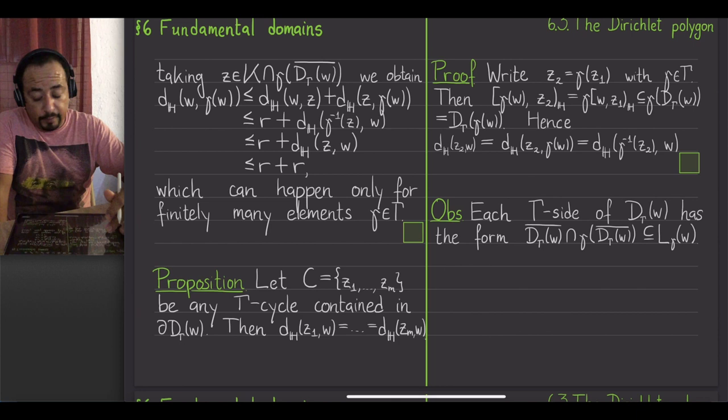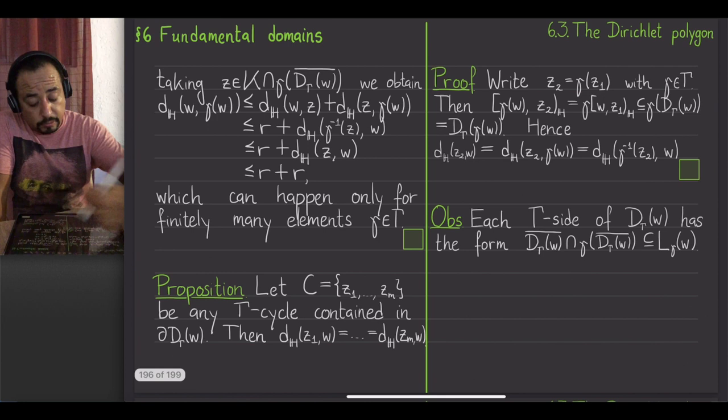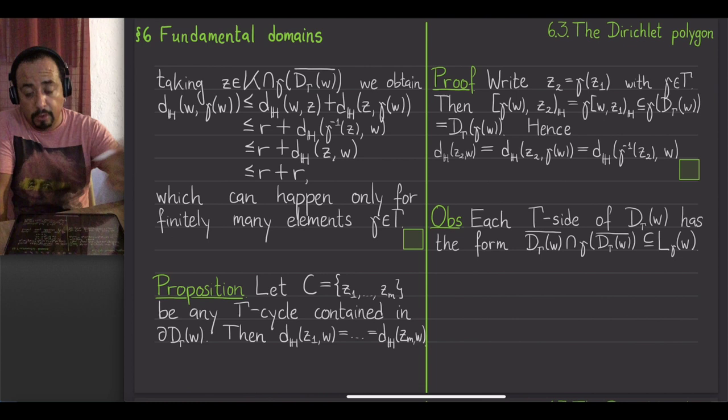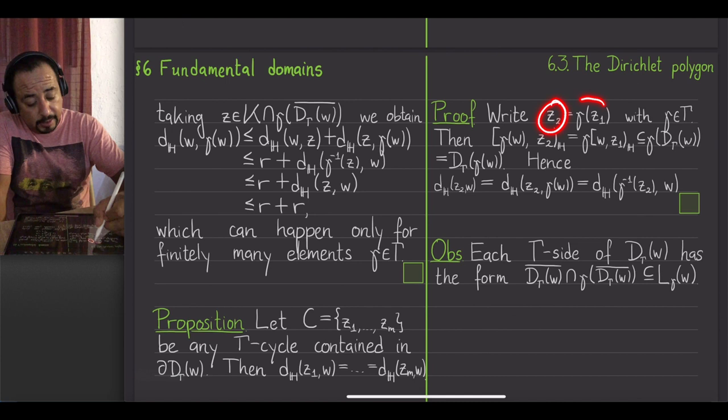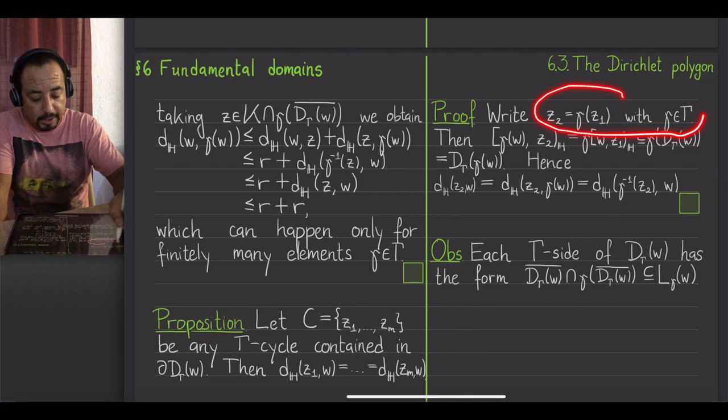And so you see, it suffices to show that the distance from Z1 to W is equal to the distance from Z2 to W. Take Z1 and Z2 and write Z2 as the image of Z1 under some element of gamma. Recall that a gamma cycle is the intersection of a gamma orbit with a hyperbolically convex fundamental domain, so they are in particular in the same gamma orbit. So of course we can do this.